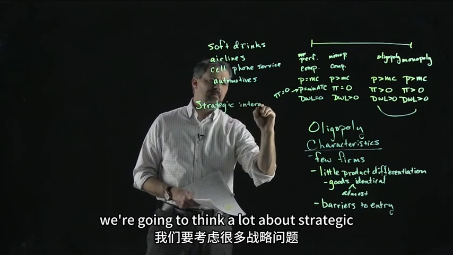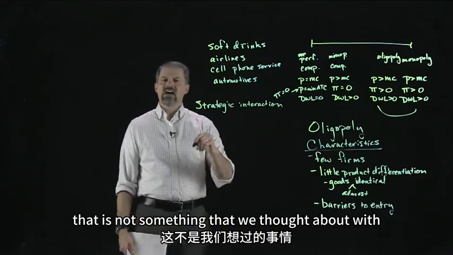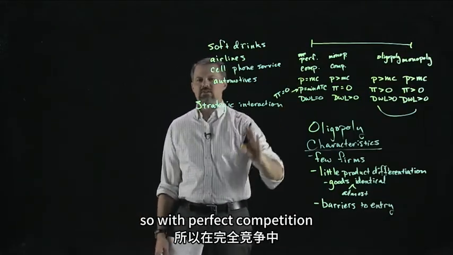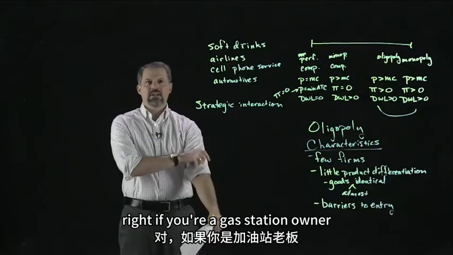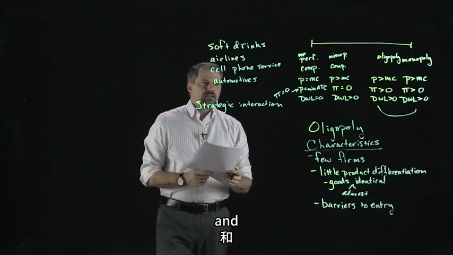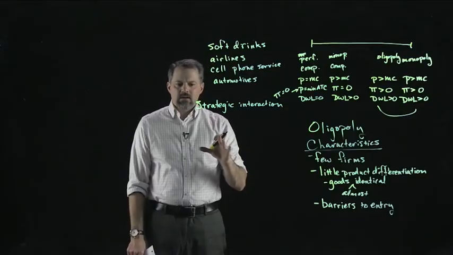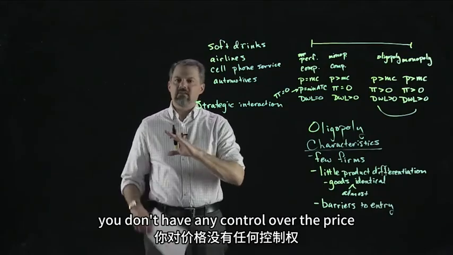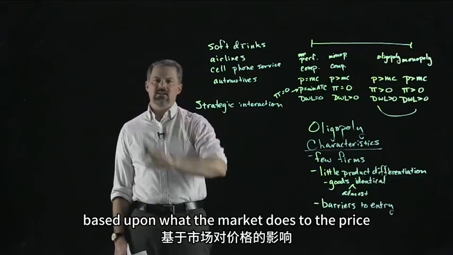We're going to think a lot about strategic interaction between the firms. That is not something that we thought about with any of the other types of markets. So with perfect competition, the firms don't care what the other firms are doing. Right? If you're a gas station owner and you're trying to decide what price to charge or what quantity to produce, you don't have any control over the price.